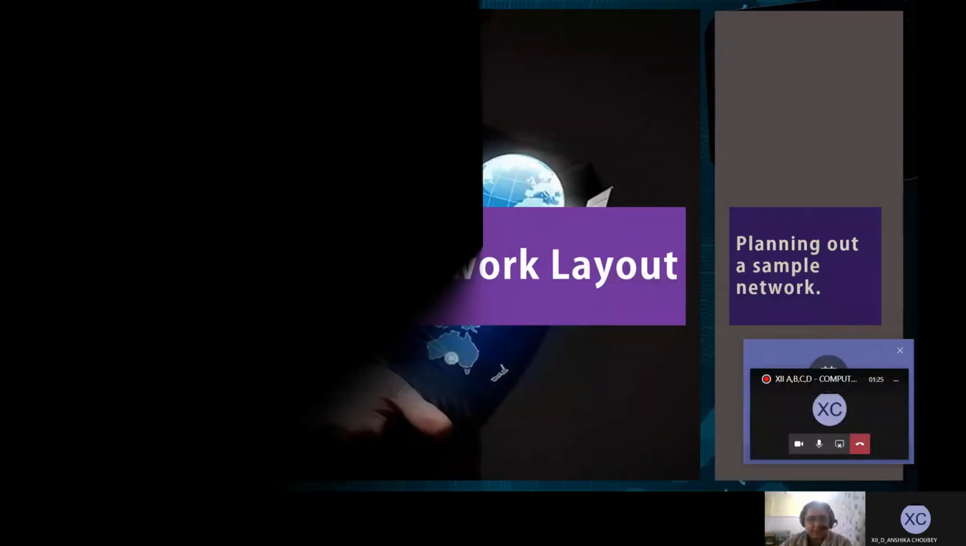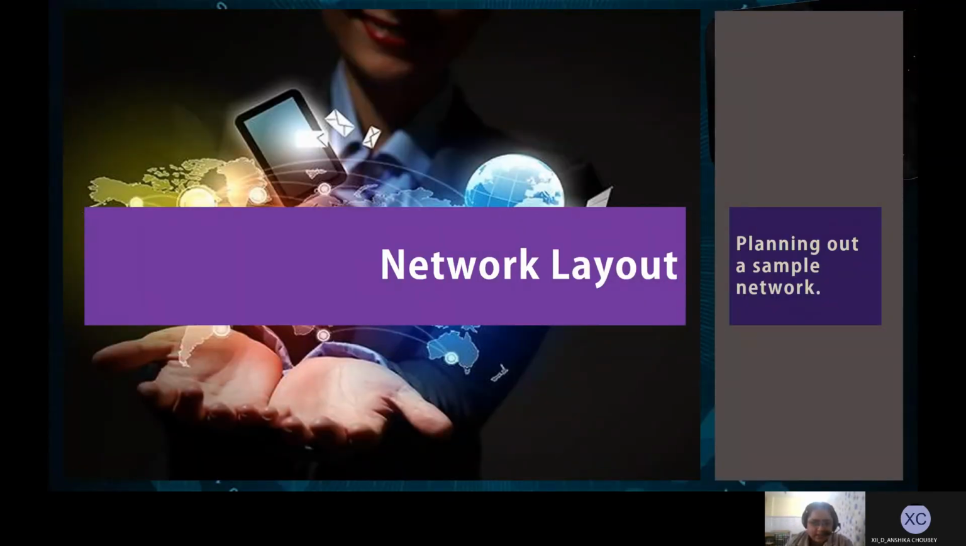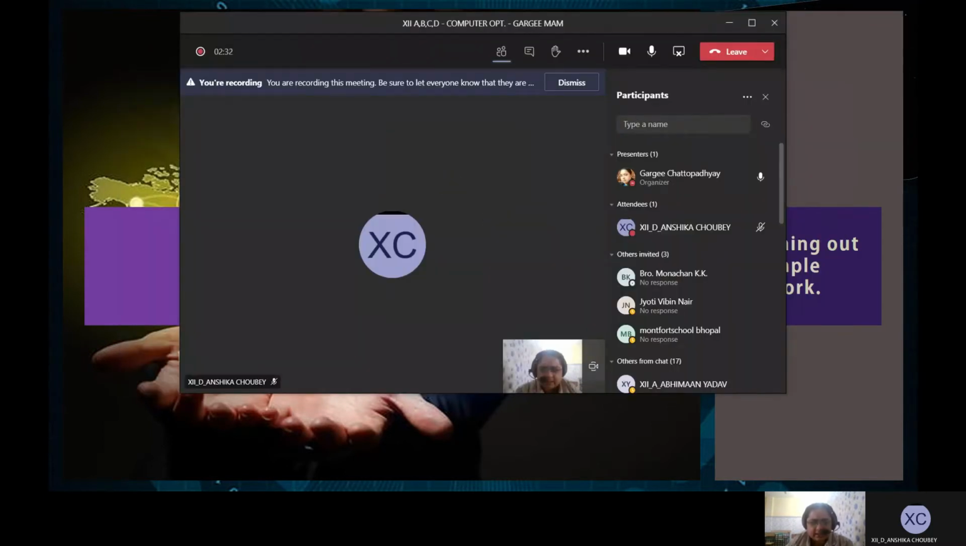So today we are going to discuss network layout. In all the previous classes, whatever you have studied was only to prepare you for designing a network layout, a basic network layout. Now in reality, network design is something very complicated. It's not a very easy task.